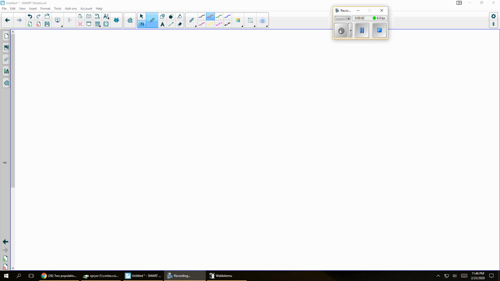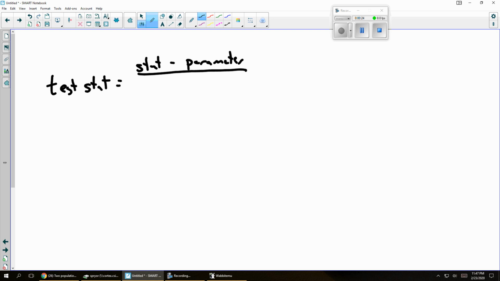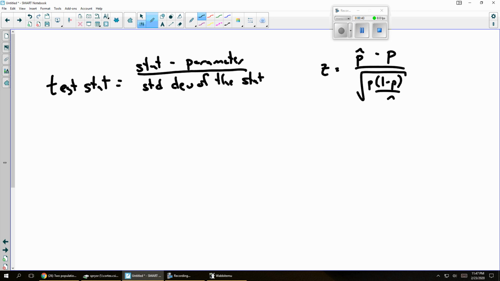I want to look for just a second at the formula for a two-proportion hypothesis test to see where that comes from. So first, I remember the general formula is that the test statistic equals the statistic minus the parameter over the standard deviation of the statistic. And so, for example, that could look something like this. Z equals p hat minus p over the square root of p times 1 minus p over n.